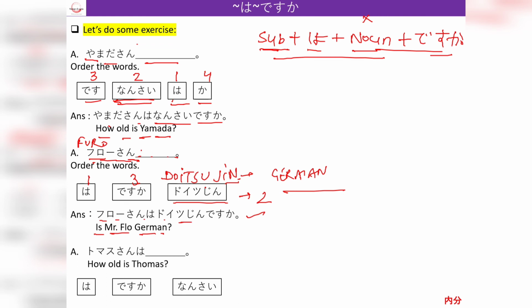And the final is Tomasu-san wa dash. So again we have a question word in place of the noun. So our answer would be like this: Tomasu-san wa nansai desu ka. We already have a wa here, so we will leave this one.